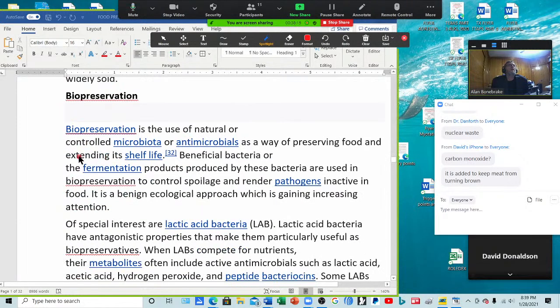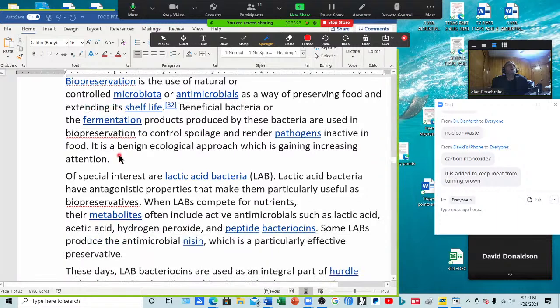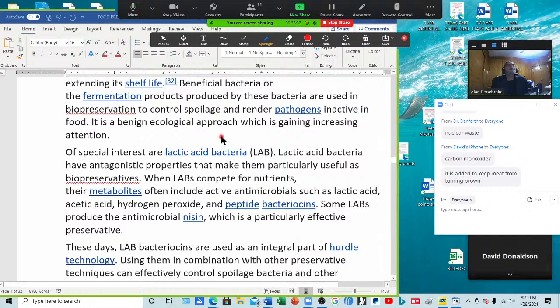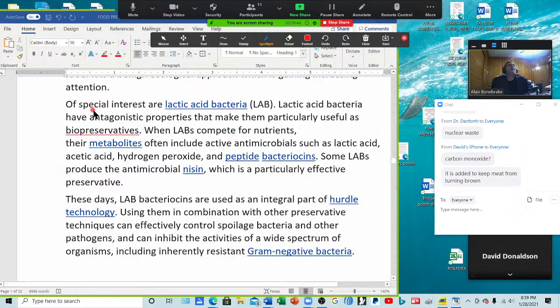Biopreservation is the use of natural or controlled microbiota or antimicrobials as a way of preserving food and extending its shelf life. Beneficial bacteria or fermentation products produced by these bacteria are used in biopreservation to control spoilage and render pathogens inactive in food. This benign ecological approach is gaining increased attention. Of special interest are lactic acid bacteria, or LAB, which have antagonistic properties that make them particularly useful as biopreservatives.